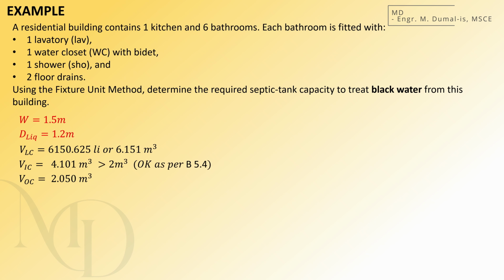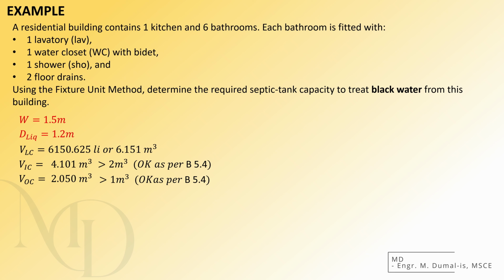As per code, the inlet compartment volume must be greater than 2 cubic meters. Our computed value of 4.101 is acceptable. If the computed volume were less than 2 cubic meters, we would replace it with the minimum value of 2 cubic meters. The outlet compartment must also have a volume greater than 1 cubic meter. The computed value satisfies this requirement as well.